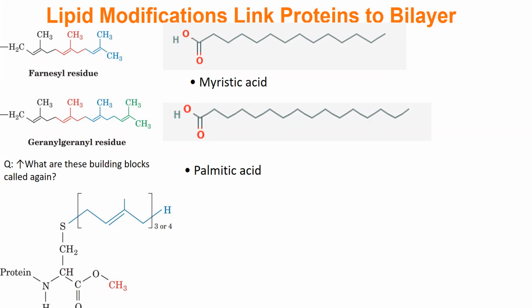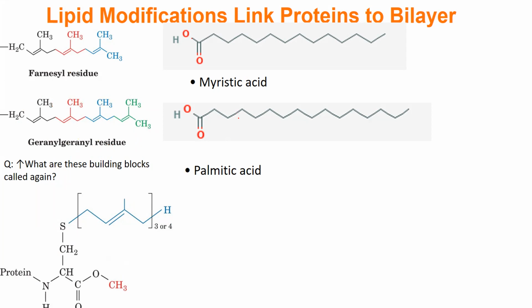And based on what type of modification you have, it's either called a farnesyl residue. That's when you have 3 isoprene units. That's what these building blocks are, isoprene units. Or a geranyl residue. That's 4 isoprene units. So that's one way that you can attach a lipid to your protein. Lipid goes into the bilayer, and now you have a protein associated with the bilayer.